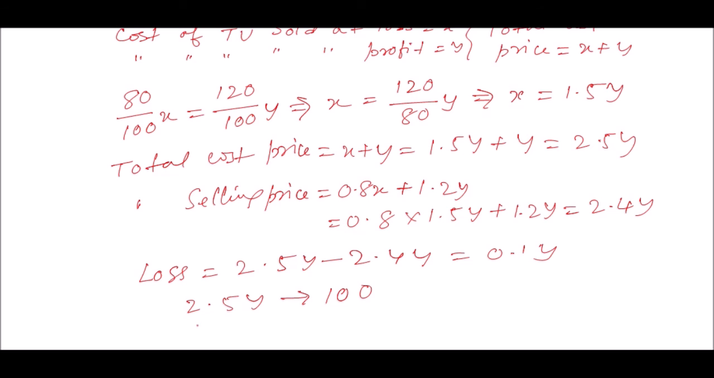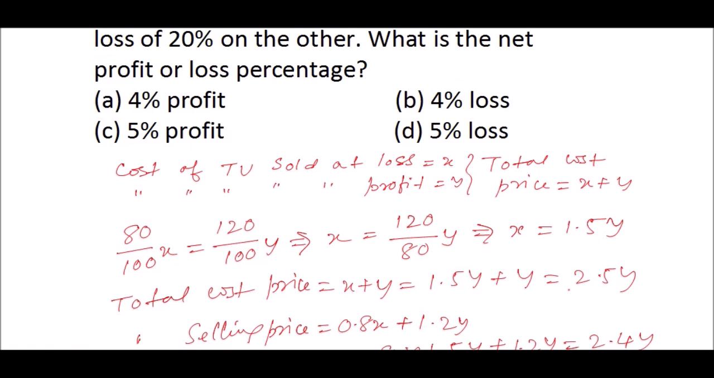And therefore, 0.1Y is equal to how many percent? That is a percentage. Therefore 100 divided by 2.5Y multiplied by 0.1Y, and that gives you 4%. Therefore, he made a loss of 4%, and therefore you can see 4% loss is the correct answer, which is option B.